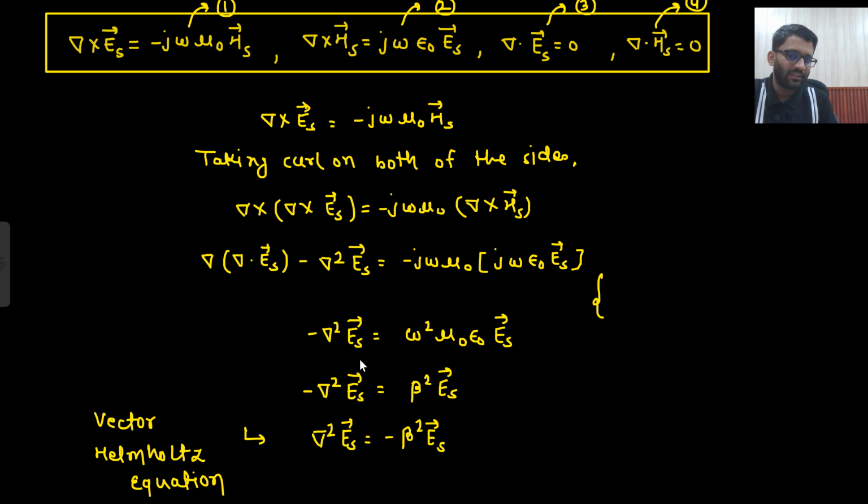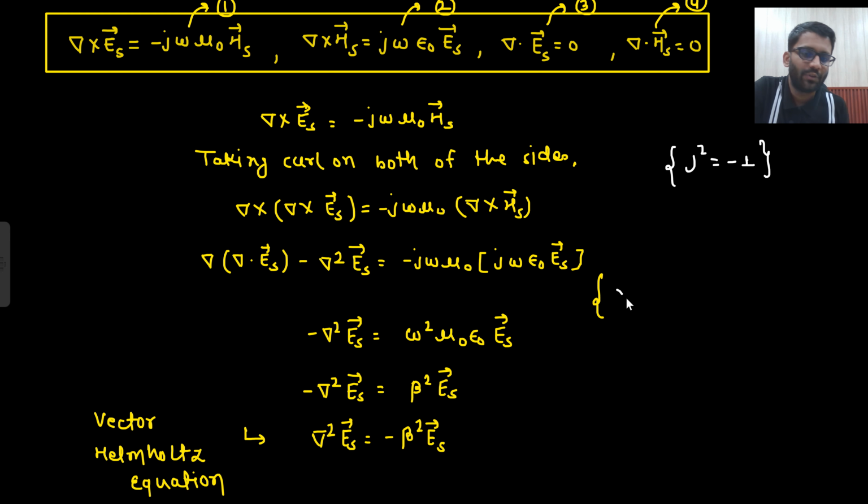So from here you get this, and from here you get this, because j and j will make minus 1. J square is minus 1. I hope you know it. Minus 1 into minus 1 will be 1. And from here you will get omega square mu naught epsilon naught Es. Simple mathematics we are doing.